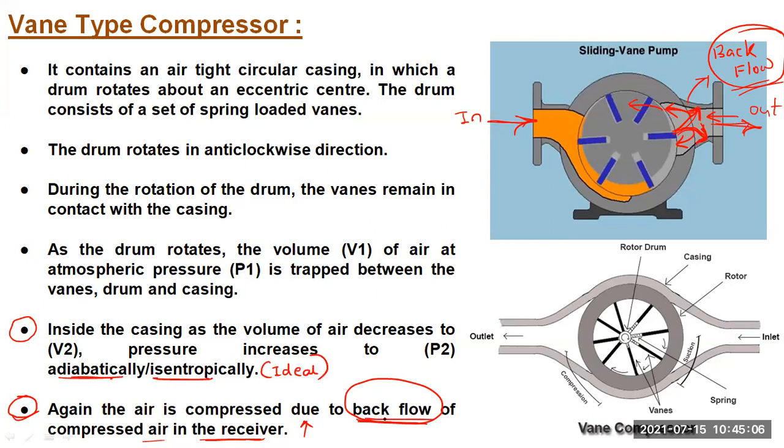Second method is due to the backflow of the air, which is the actual method. Okay, this one is the adiabatic or isentropic work. This is the ideal work which we are getting over here. And the second one is the backflow, which is the actual work which we are getting in this series. Okay, so this is the working principle of a van sealed compressor.